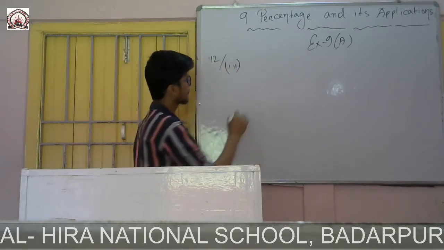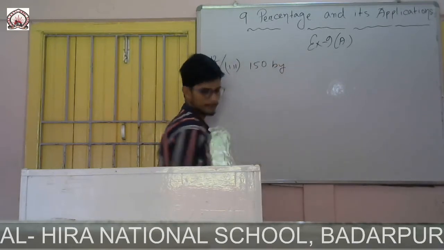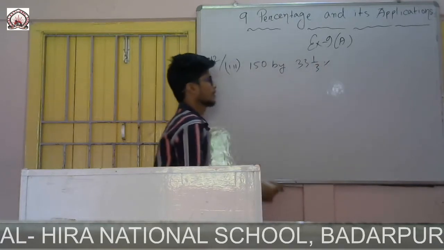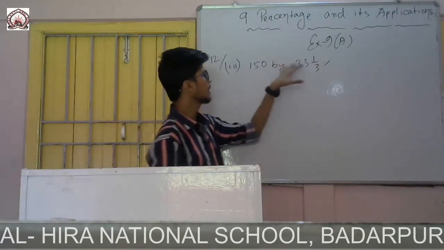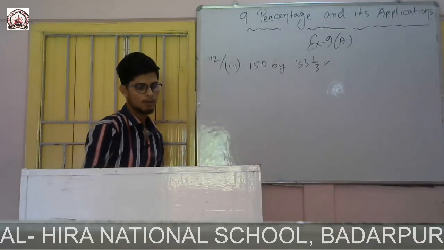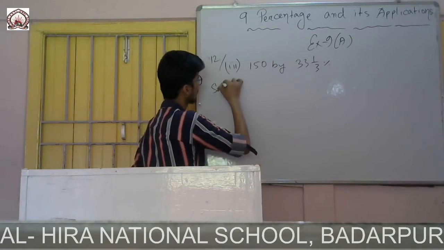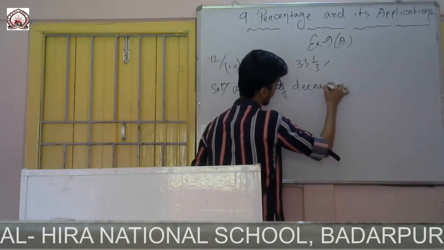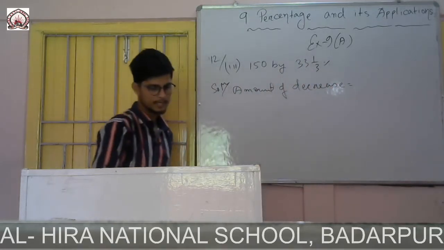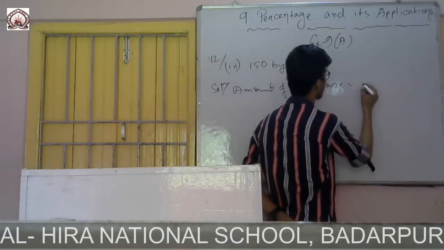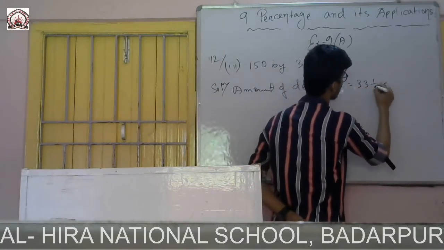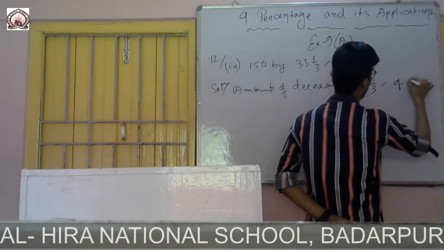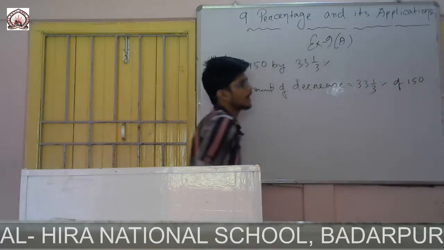It is 150 decreased by 33 1/3%. So first of all, I have to find, like earlier, the 33 1/3% of 150. Write the amount of decrease, the amount we have to decrease it by: 33 1/3% of 150.